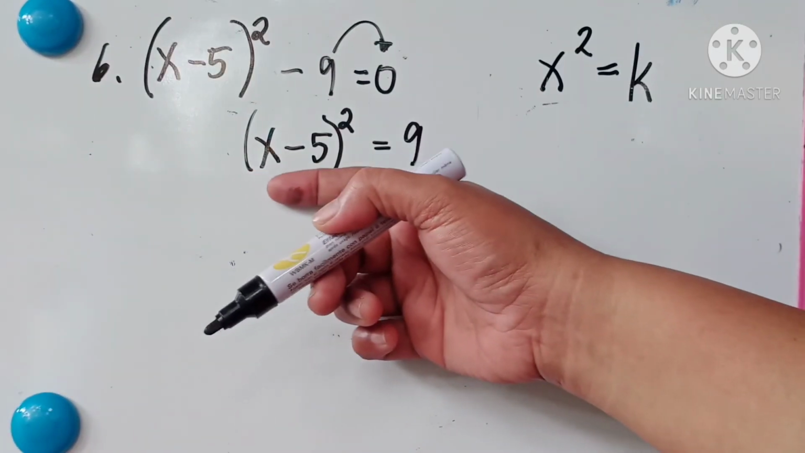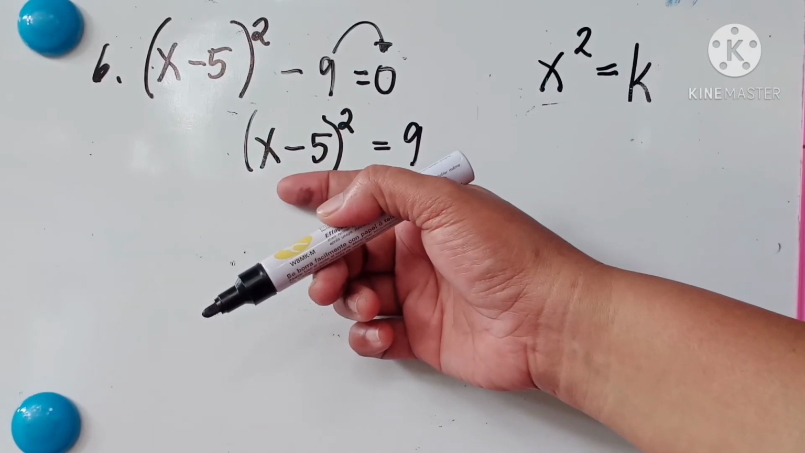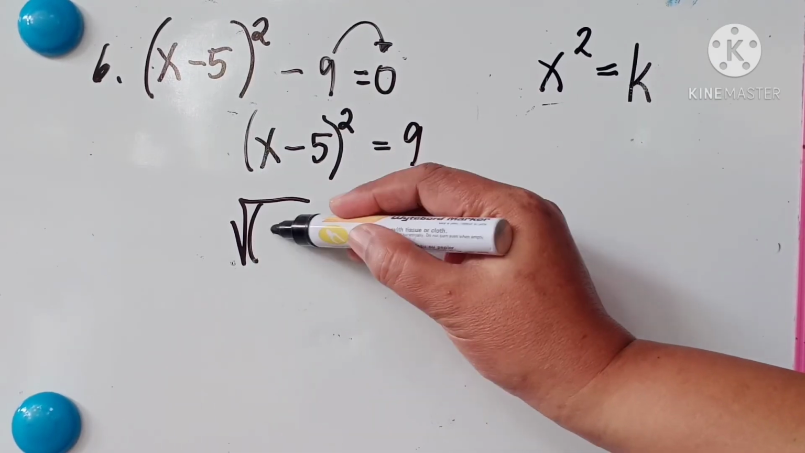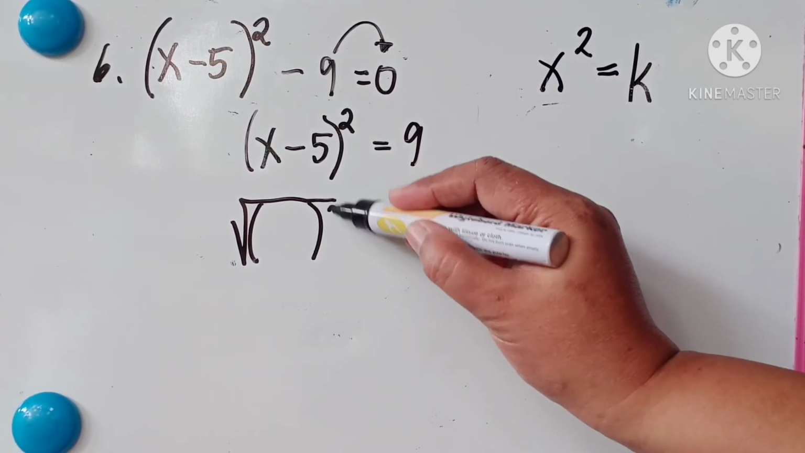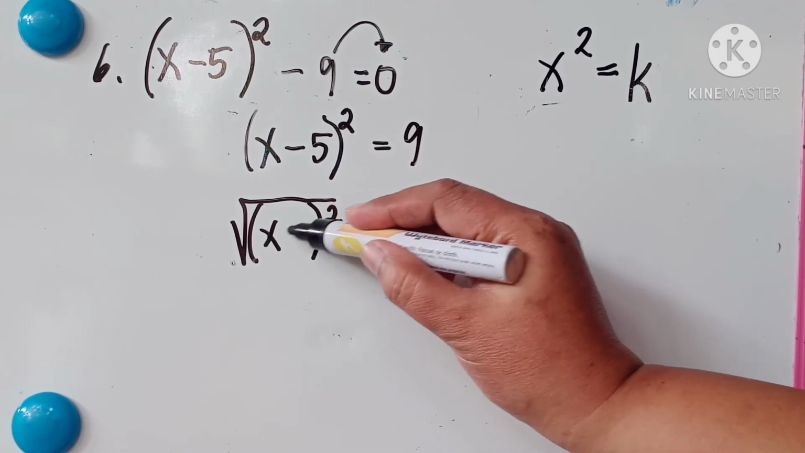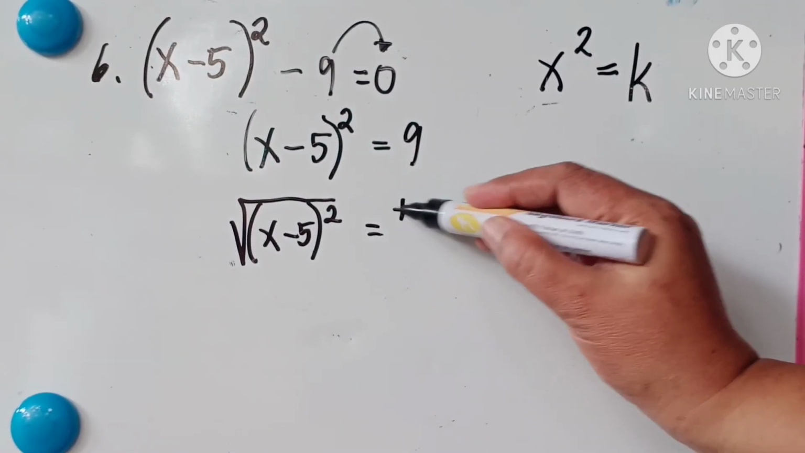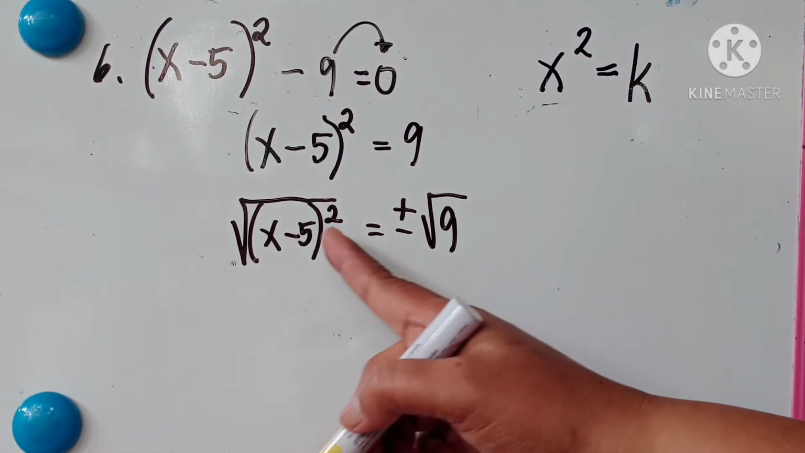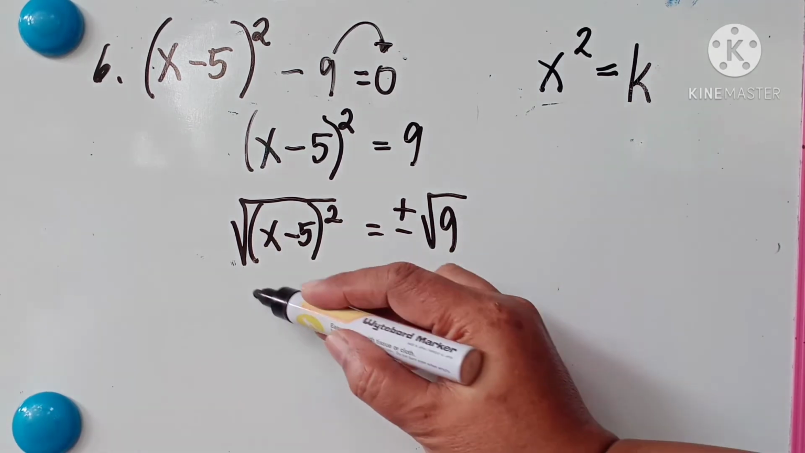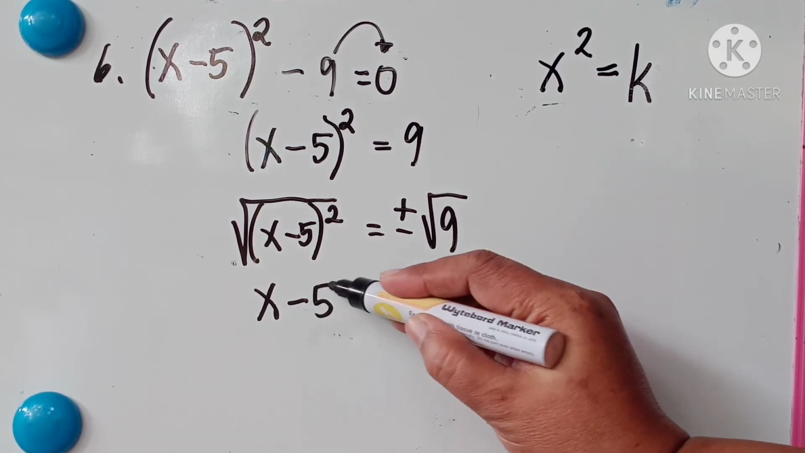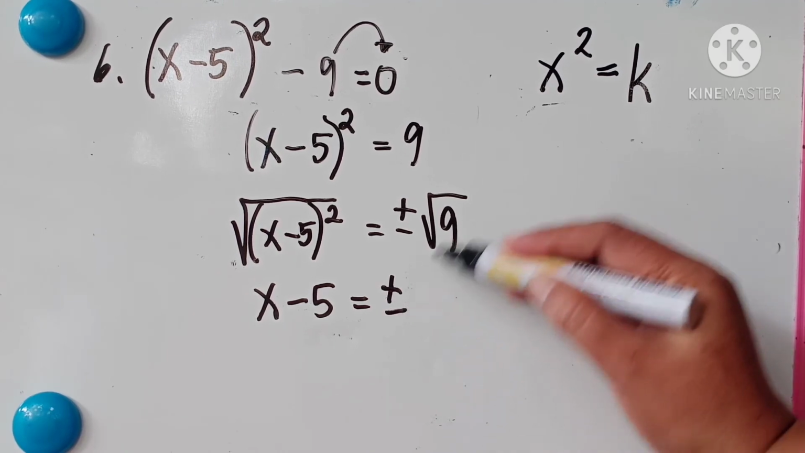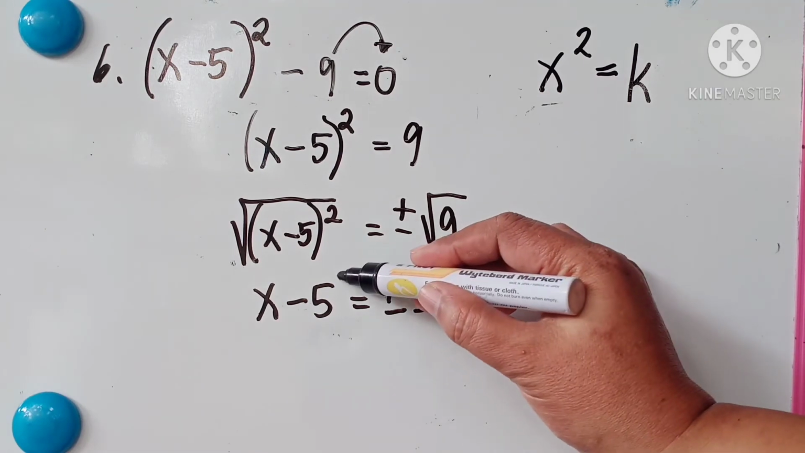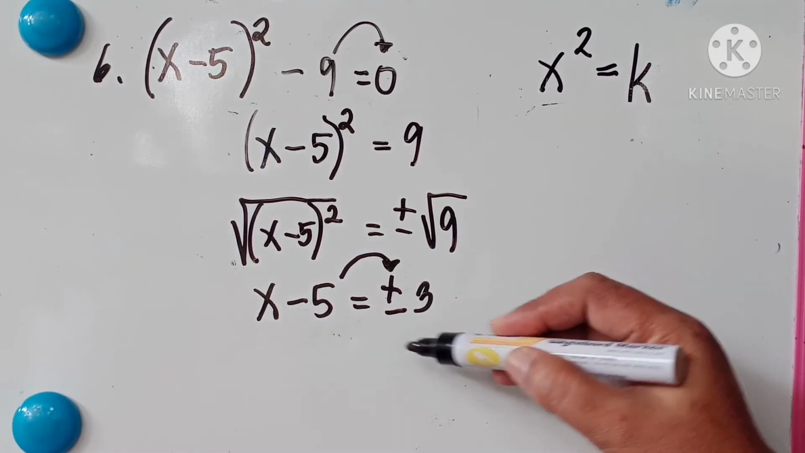And, we have here a square of binomial. So, meaning, pwede natin kunin ang kanyang square root. So, extract the square root on both sides of the equation. We have now x minus 5, then equal to positive negative square root of 9. Then, the square root of the square of x minus 5 is x minus 5, then equal to positive negative square root of 9 is 3. Then, lipat natin si 5 sa right side of the equation.